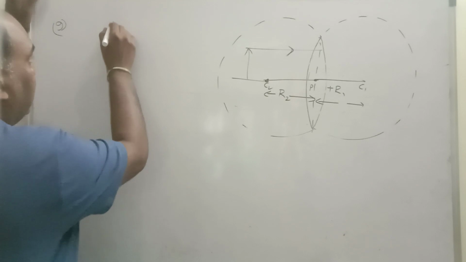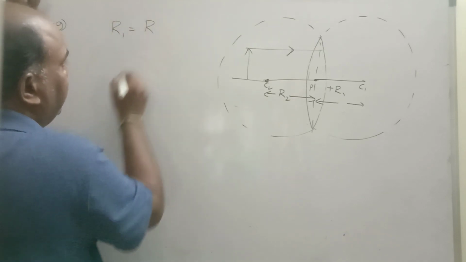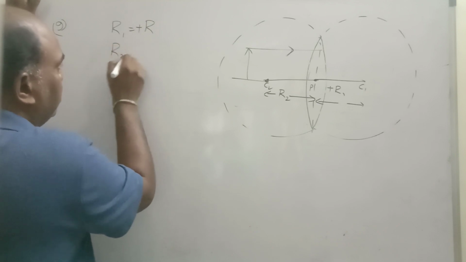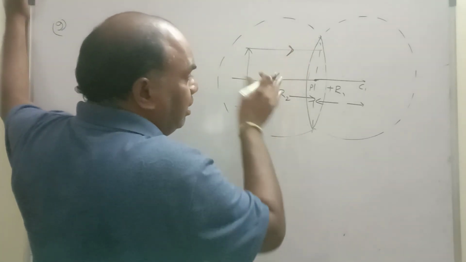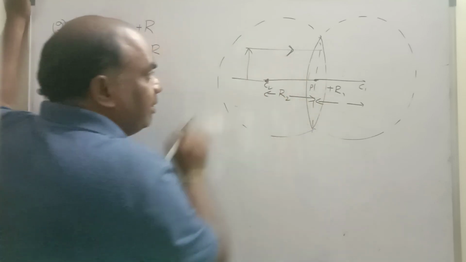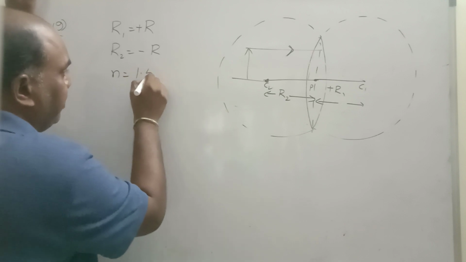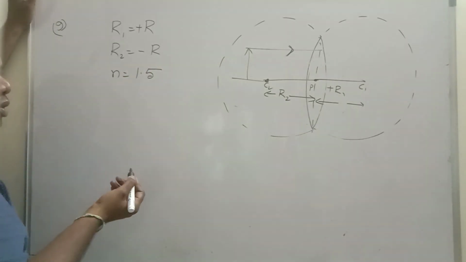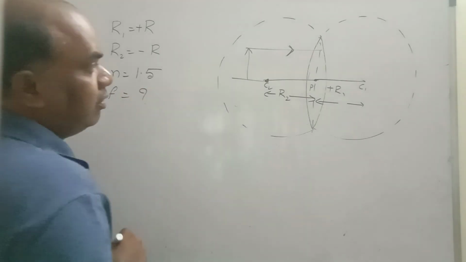Observe. Both are the same now. R1 is equal to R, positive. R2 is equal to R, negative. Why? Because according to the sign convention, both should be compared with the parallel incident ray. And one more thing is given: the refractive index of the lens is 1.5, no unit. Now what is the focal length of the lens? Find the focal length of the lens.